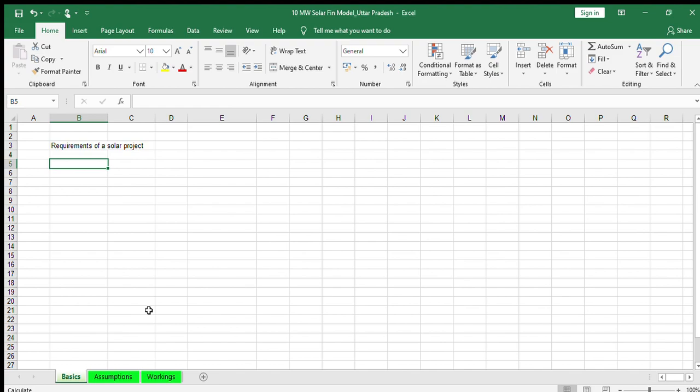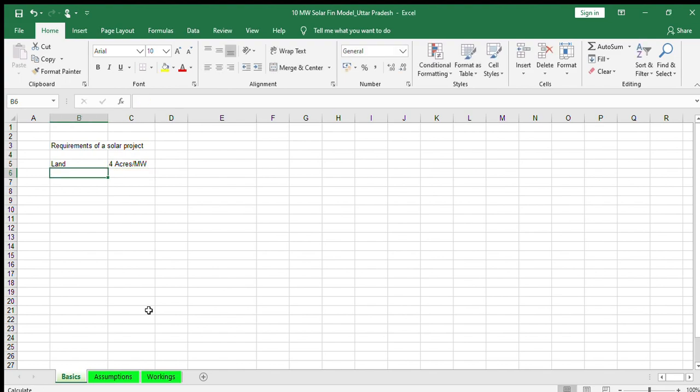The first requirement which is needed is land. Unless you have land, you cannot put up any project. The typical land requirement in India is 4 acres per megawatt. You need 4 acres of land.